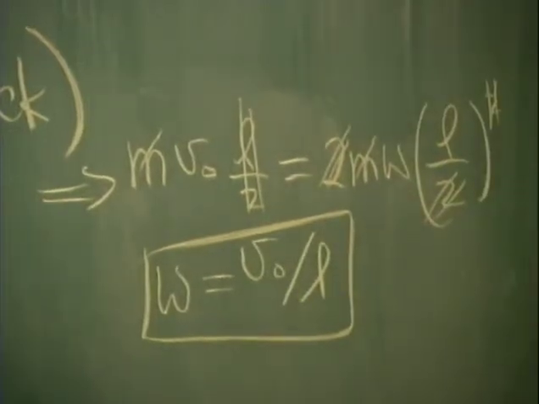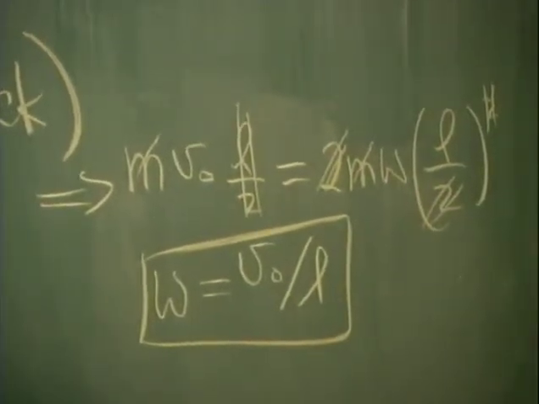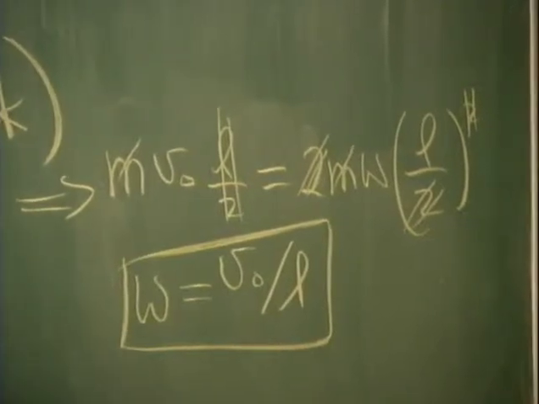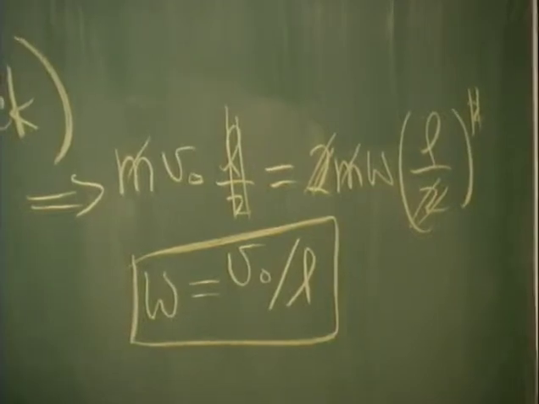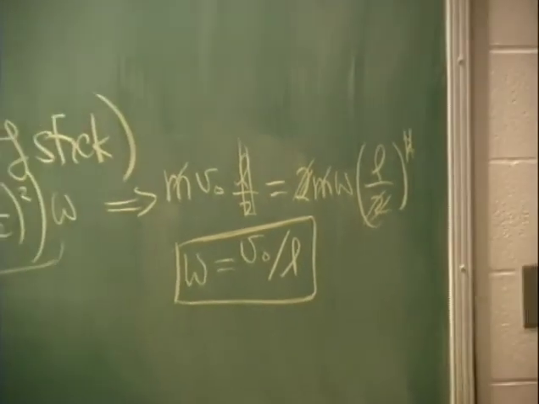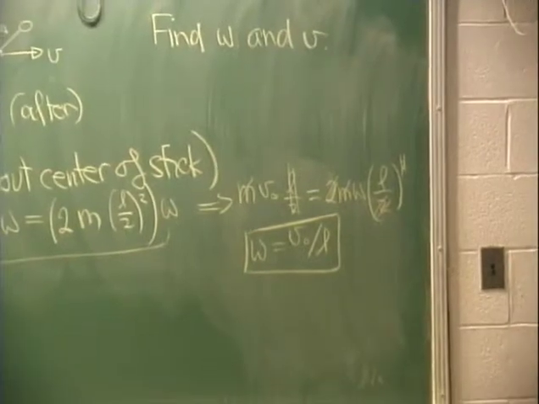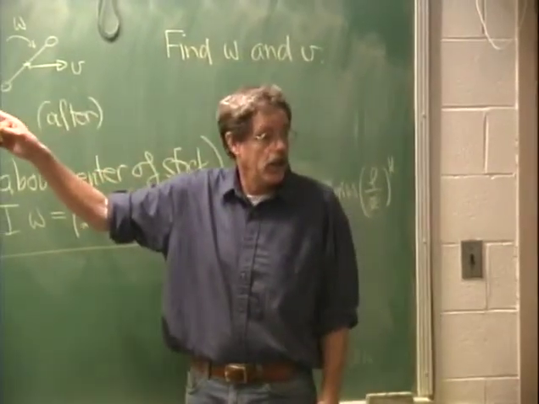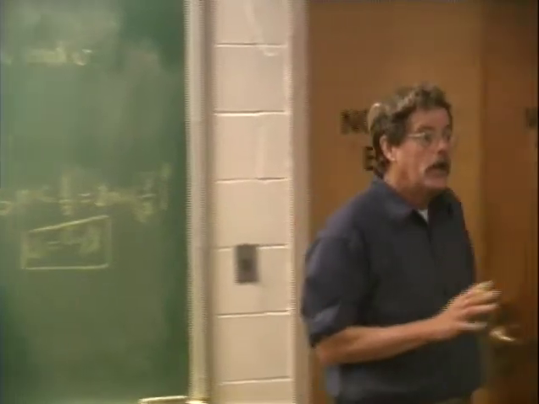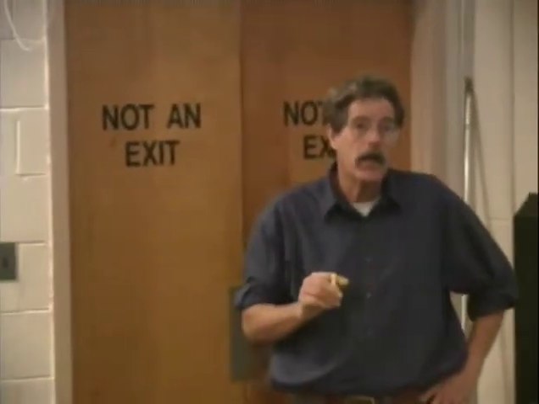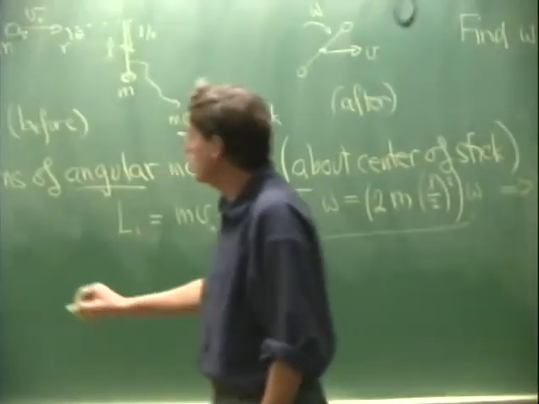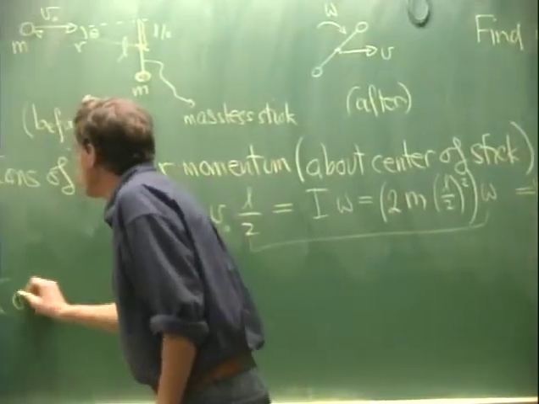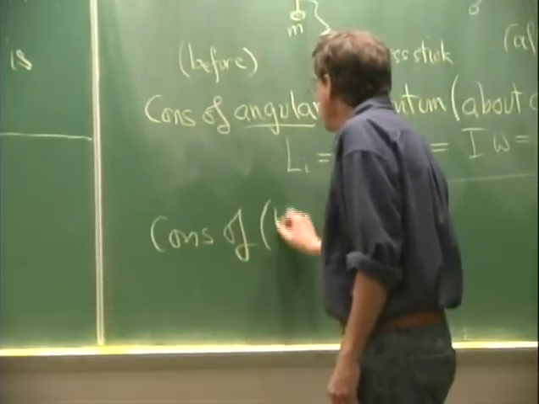How about v? I haven't figured out what the velocity of that is. Any idea about how I can calculate the velocity of the center of mass of this system after the collision? Conservation of energy? Not conservation of energy. This is a sticky collision, and energy is going to have been converted into heat in this process. So kinetic energy is not going to be conserved, but you're close. Try again. How about conservation of translational momentum? This was conservation of angular momentum. This is a collision process. So conservation of translational momentum.